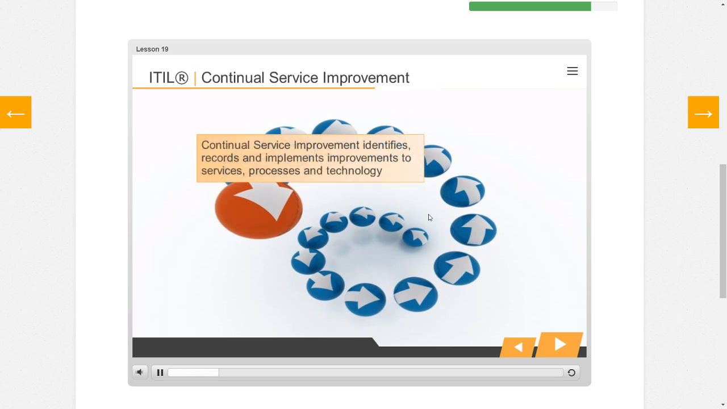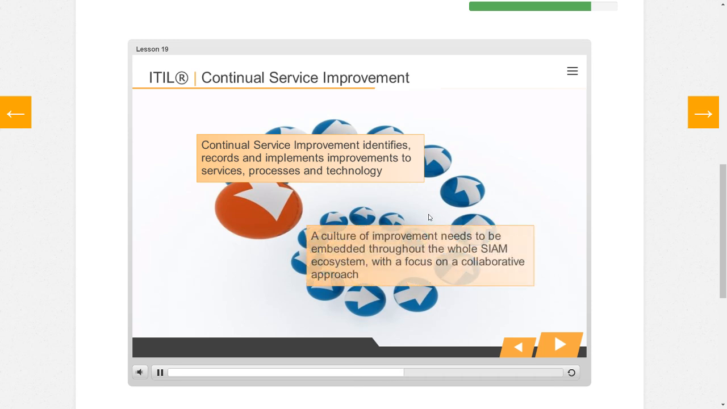The Continual Service Improvement lifecycle stage identifies, records, and implements improvements to services, processes, and technology. A culture of improvement needs to be embedded throughout the whole SIAM ecosystem, with a focus on a collaborative approach.